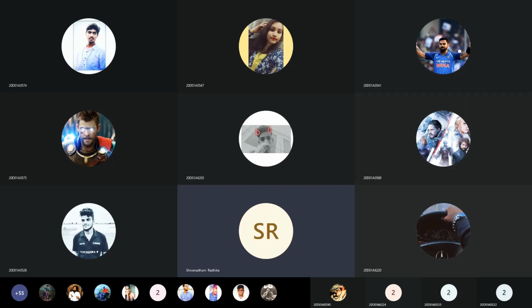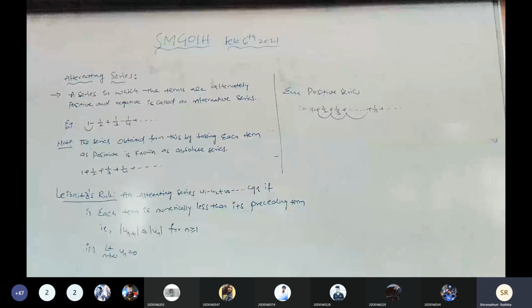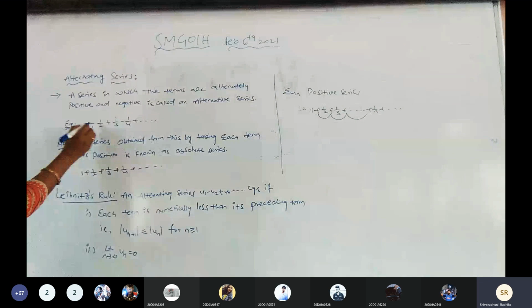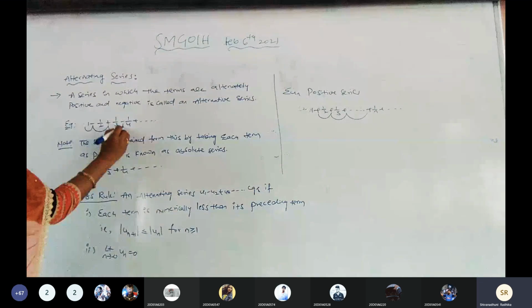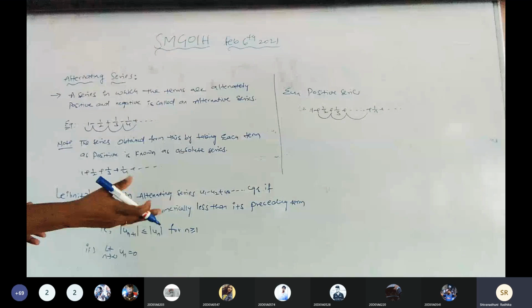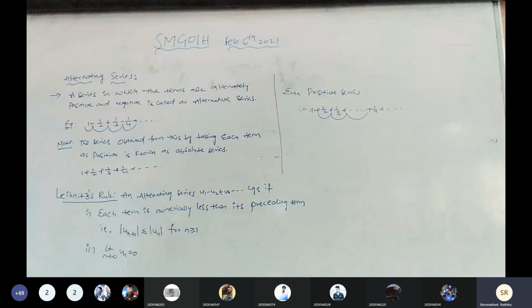Alternating series. What do you mean by alternating series? In the given series, the sign alternates. See, this is a plus, this is a minus, again this is a plus, again this is a minus, this is a plus, and so on. Alternately we are getting the signs. One is a plus, next immediately minus, next again plus, minus, plus, minus, like that we are getting in the given series alternate signs. That series is called the alternating series.